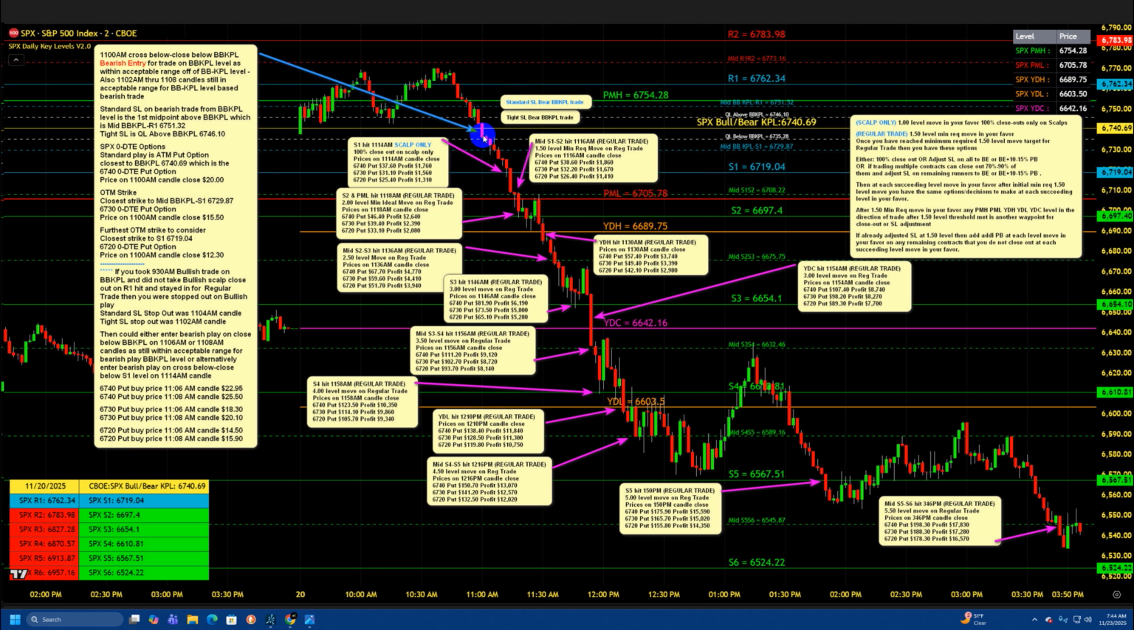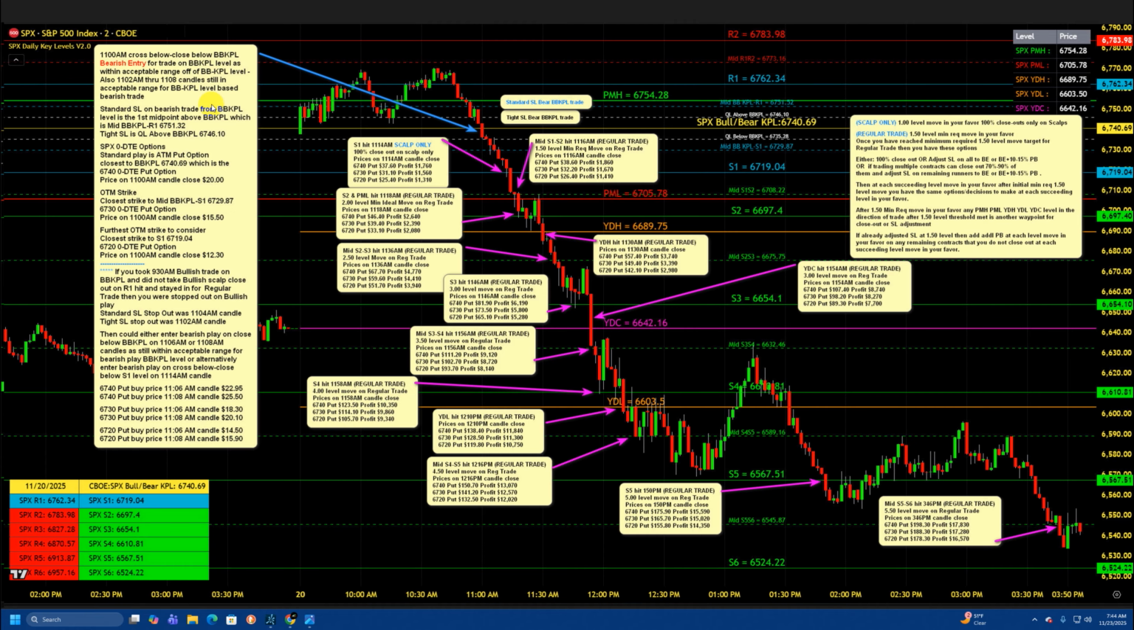Then we're also going to take a look on another screen at what the scenarios would have been for taking the trade on this S1 bearish trade here, if you were stopped out, as we talked about earlier. That is, if you did take the trade on the 9:30 a.m. opening candle, did not take the scalp, and then you were stopped out on your opening candle trade.